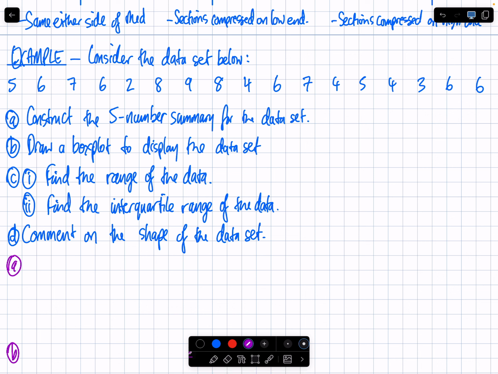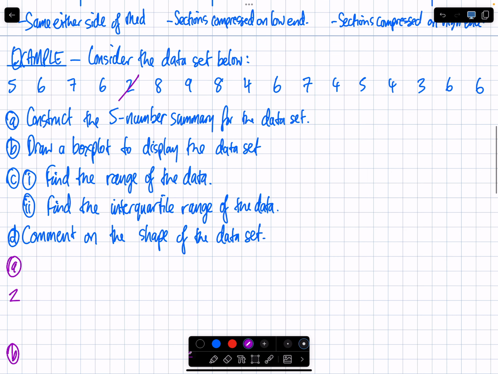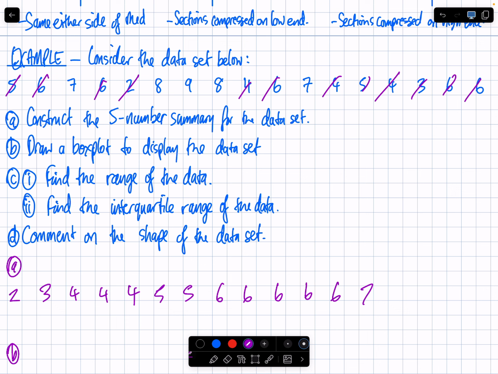What's the smallest number in that data set? 2. Next. Is there just one 3? Yeah. Next. Three 4s. Two 3s. Next. Two 5s. One 2. Next. Five 6s. 1 2 3 4 5. Two 3s, 4, 5. Next. 7, 7. 8s. Last. Okay, we've ordered it now.